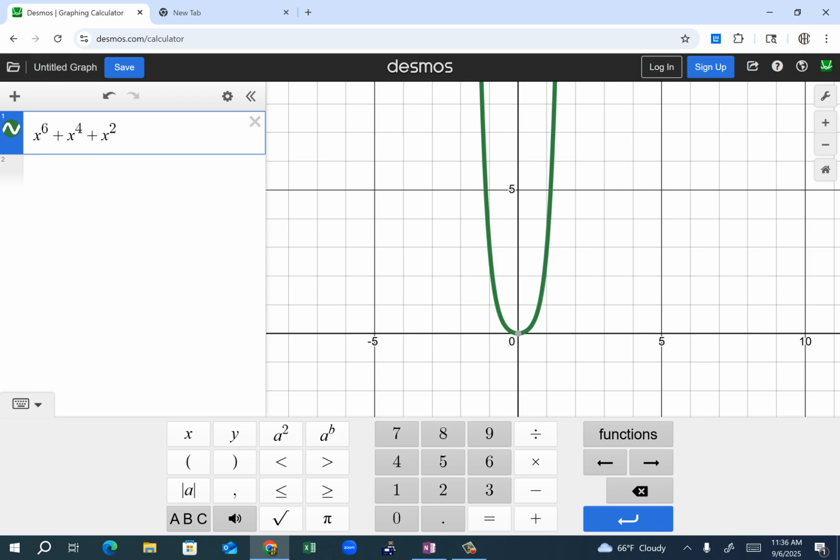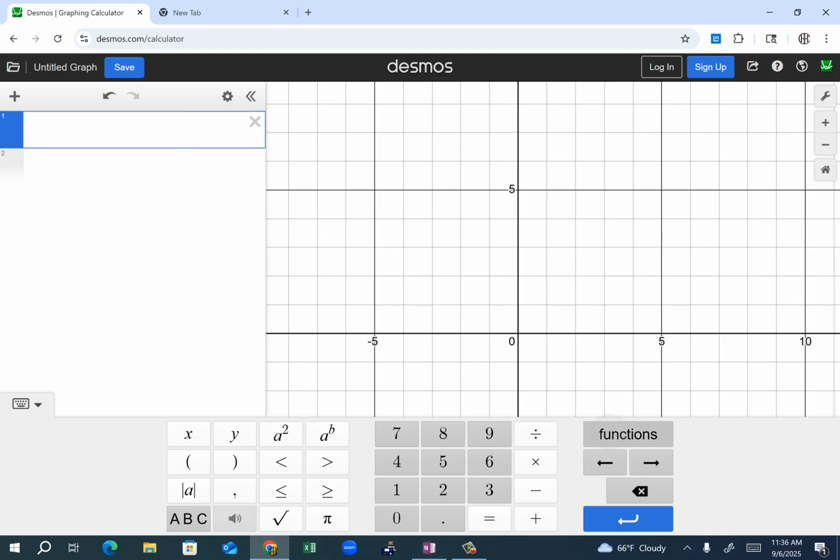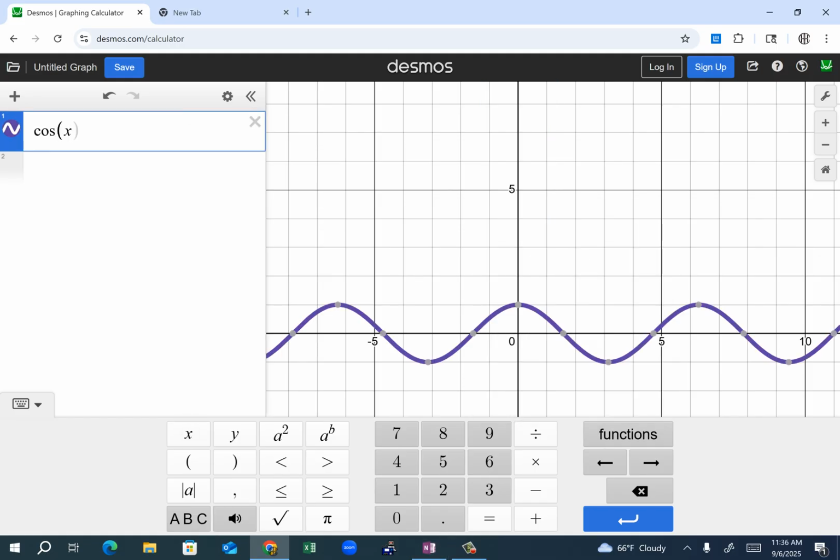Hey, look at that. Symmetric. That's it, baby. That's it. Well, that's pretty cool. But my favorite even function is cosine.